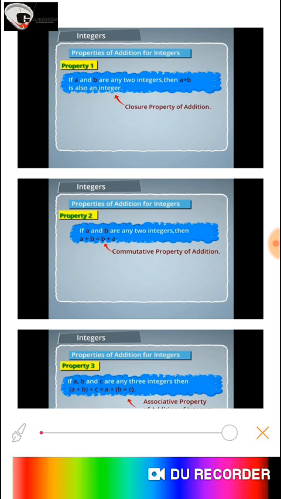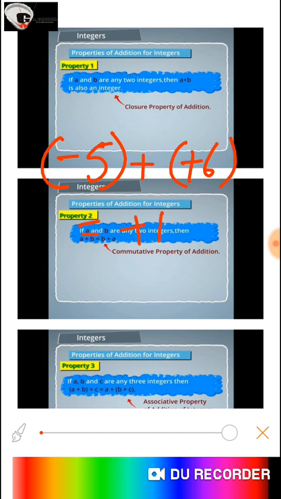Property 2. It says that if a and b are two integers, then a plus b is equal to b plus a. Now let us understand it with an example. Let us take two integers, -5 and +6. If we add them, -5 and +6, it is equal to +1.